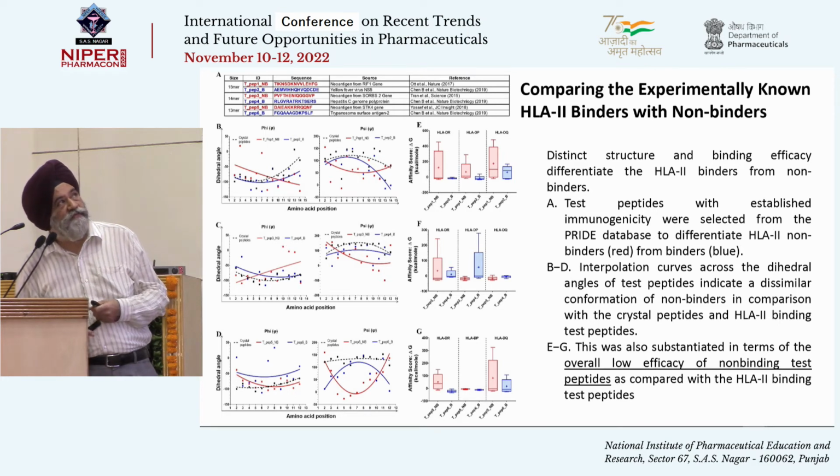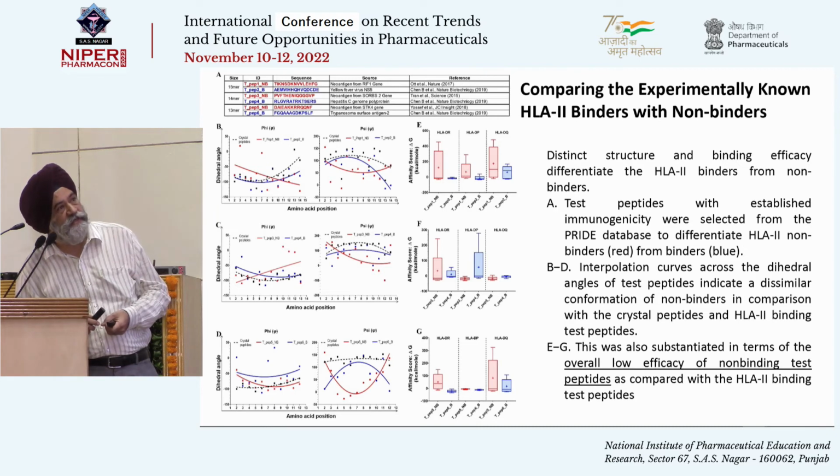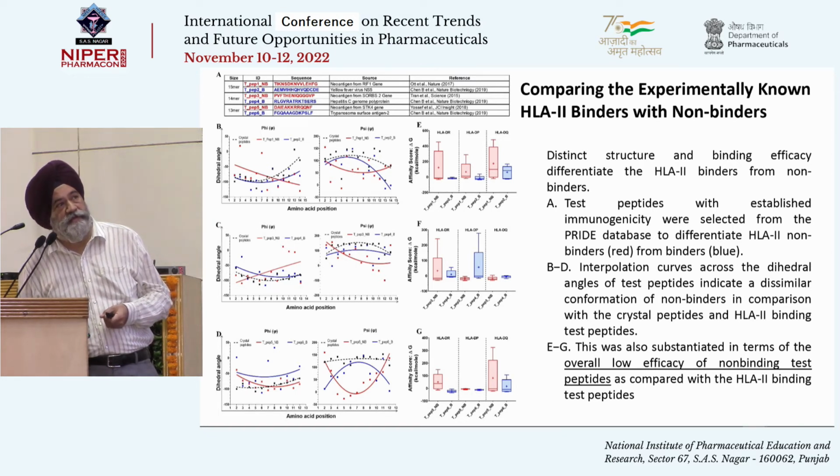So this is what we found by looking at the affinity scores from molecular docking experiments. Overall, there is a low efficacy of non-binding test peptides. We have taken these test peptides; I think the red ones are the non-binders, and the blue ones are the binders. This peptide data set was taken from an already known database with immunogenicity properties, and then we subjected it to molecular docking. We found that it is able to differentiate between binders and non-binders using the molecular dynamics simulation and the protocol we followed.